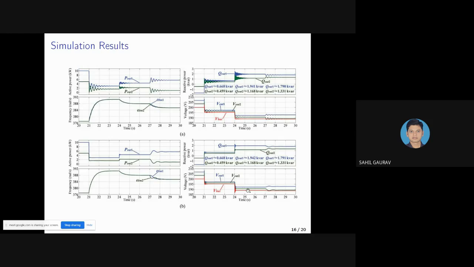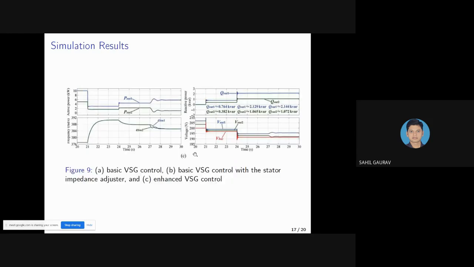And in the third case, we get proper reactive power sharing because we have enabled the bus voltage estimator, and the bus voltage estimator was to reduce the reactive power sharing error. So in the third case, we saw a proper reactive power sharing compared to the first and second case. That is, the basic virtual synchronous generator control and the basic VSG control with a static impedance adjuster are not able to do reactive power sharing properly, and the enhanced VSG control does reactive power sharing properly due to the bus voltage estimator.